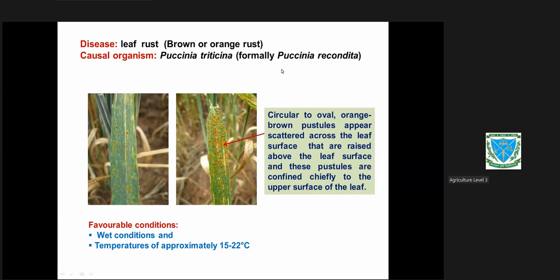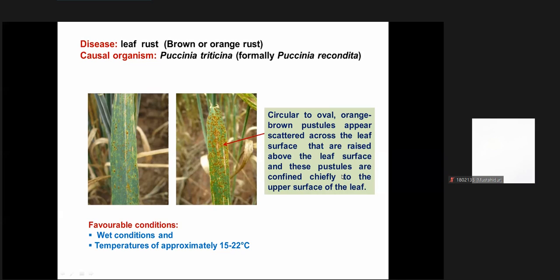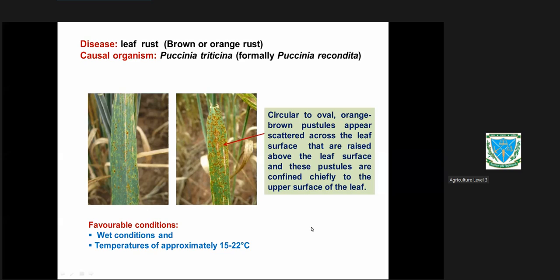Sometimes leaf rust, also known as brown or orange rust. Striped rust, we know yellow rust, also appears on the leaf. Leaf rust you can also notice on the leaf, but this is called brown or orange rust because the color is almost brown. You see here the pustules, brown color. Circular to oval, orange brown pustules appear scatteredly on the leaf. You see on the leaf surface, and these pustules are attached to the leaf surface very loosely.